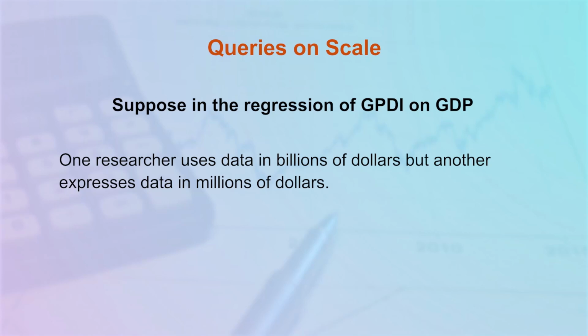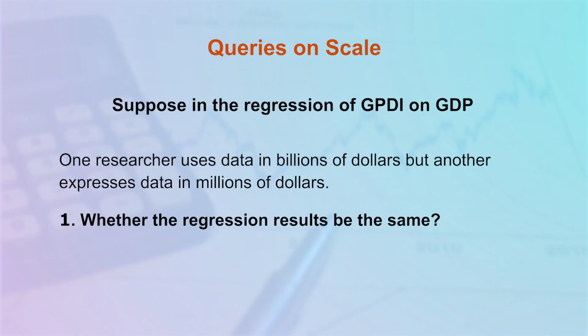So in one set of the model, both X and Y, that is GDPI and GDP, are in billions of dollars. And in another set of the model, both are in millions of dollars. So one model is set in billions of dollars, another in millions of dollars. And so the researcher is asked a lot of questions. The first question is this: will the regression results be the same?